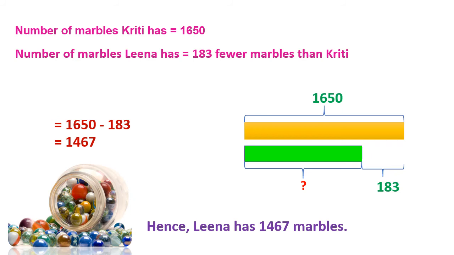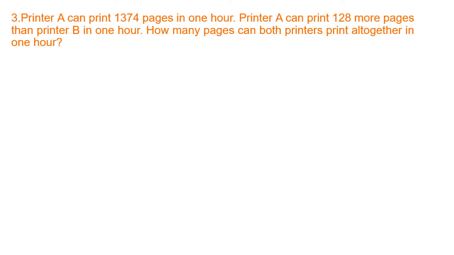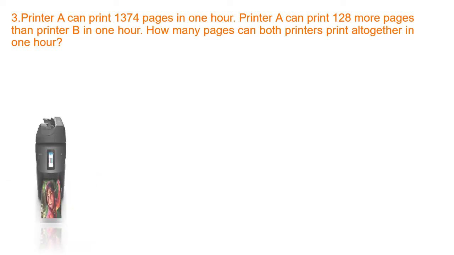Now here is our next question. Printer A can print 1374 pages in 1 hour. Printer A can print 128 more pages than printer B in 1 hour. How many pages can both printers print all together in 1 hour?